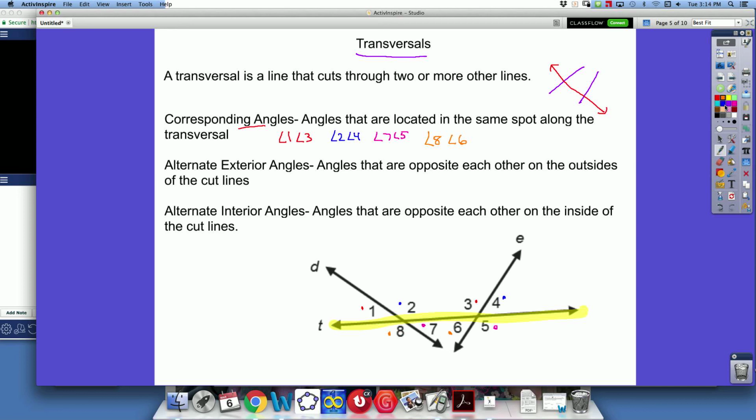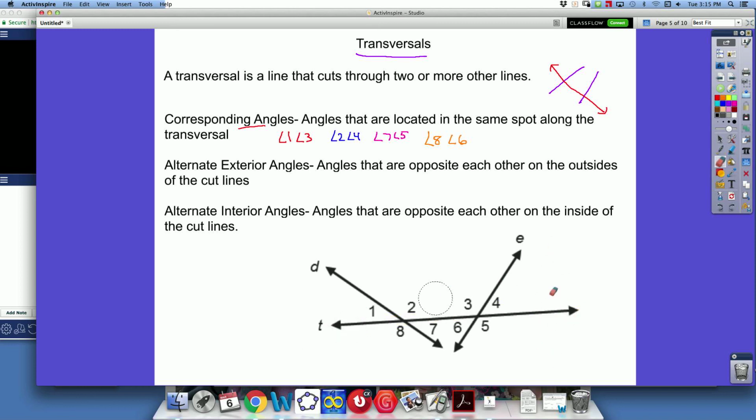If there was a third line drawn over here, maybe one like this, and we named them 9, 10, 11, and 12, 9 would then correspond with 3 and 1. 10 would correspond with 4 and 2 because it's still in the top left and the top right. So it doesn't matter how many lines it cuts through, corresponding angles are always going to be in that same spot.